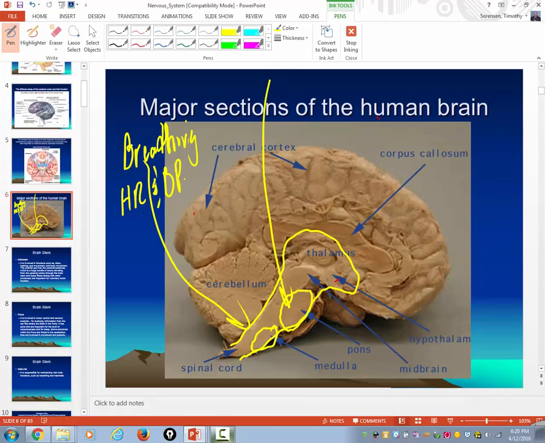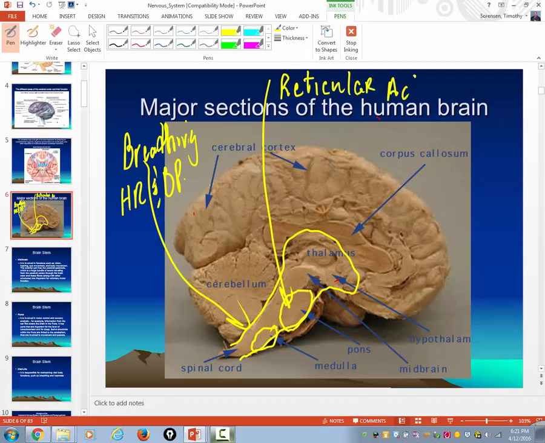Directly above the medulla is an area of the brainstem called the pons. The pons is also involved in breathing. It regulates the medulla. It prevents us from overexpanding our lungs so they don't burst. Just think, if your pons didn't work, your lungs would go pff, pff, pff, and then boom, you pop.